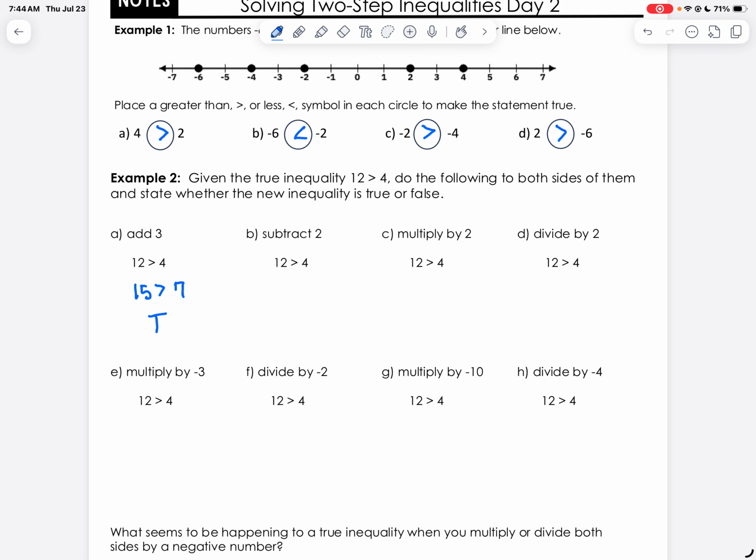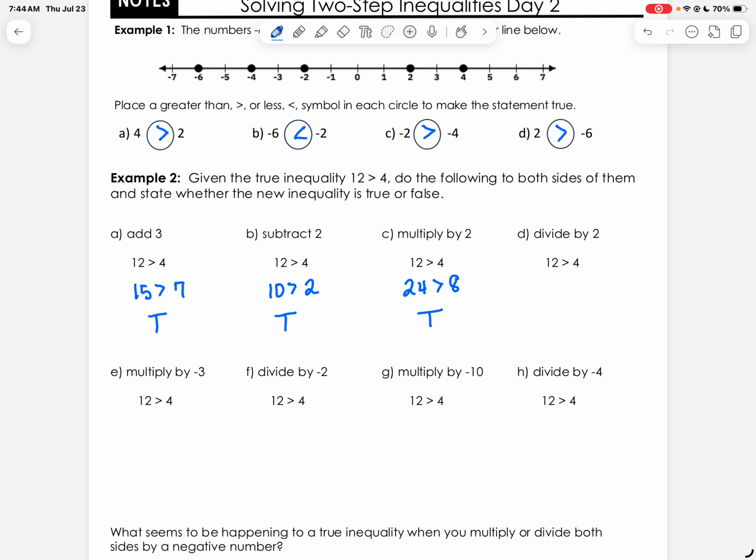All right, let's see what happens if we subtract 2. 12 minus 2 would be 10. 4 minus 2 is 2. Is 10 still greater than 2? Yes, our new inequality is true when we subtract 2. What about when we multiply by 2? Will the inequality still be true? Well, 12 times 2 is 24. 4 times 2 is 8. And 24 is greater than 8. So when we multiply by 2, our original and our new inequality are still true.